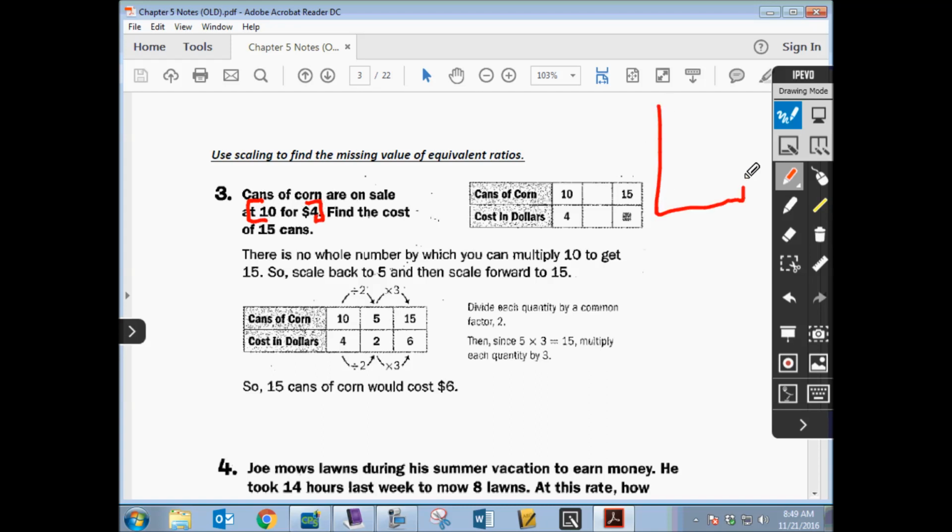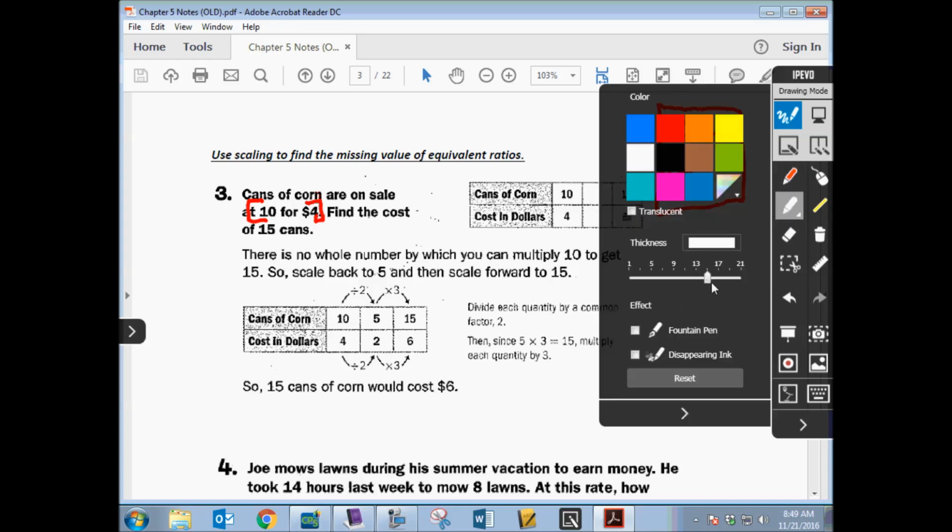That's our fake ratio. So let's go ahead and do our edge pieces here. We know we can get 10 cans of corn for $4. There we go. That's just our fake information, our edge pieces, right? All right. So would you agree that this right here, guys, is our real information right there? Yes. That's our real information.